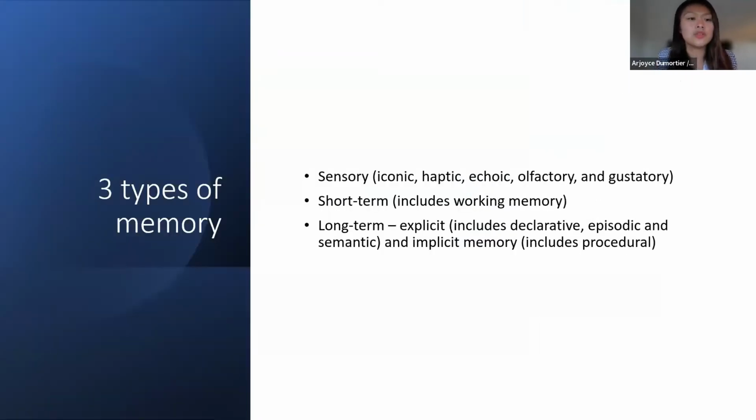Now, do you know that we have 3 types of memory? We have the sensory, short-term, and long-term memory. Sensory memory is the memory that you will forget in like 5 seconds or in a minute. And this comes from the 5 senses of our body.